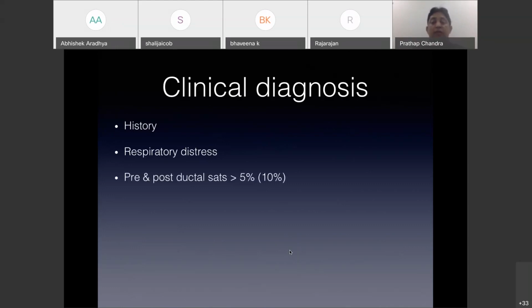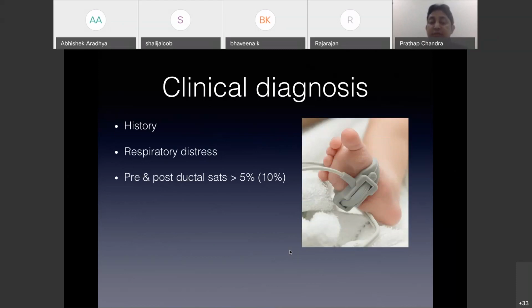When you look at the saturation, one of the very important things to use in the clinical diagnosis of pulmonary hypertension is to look at the pre and postductal saturations. Pre is your right hand, and post can be any other limb. Generally, diagnosis can be achieved if there is a 5% or more difference between pre and postductal saturations. However, it is almost confirmed that more than 10% is associated with definite pulmonary hypertension. So this is the saturation put on the foot, and this is the postductal saturation.